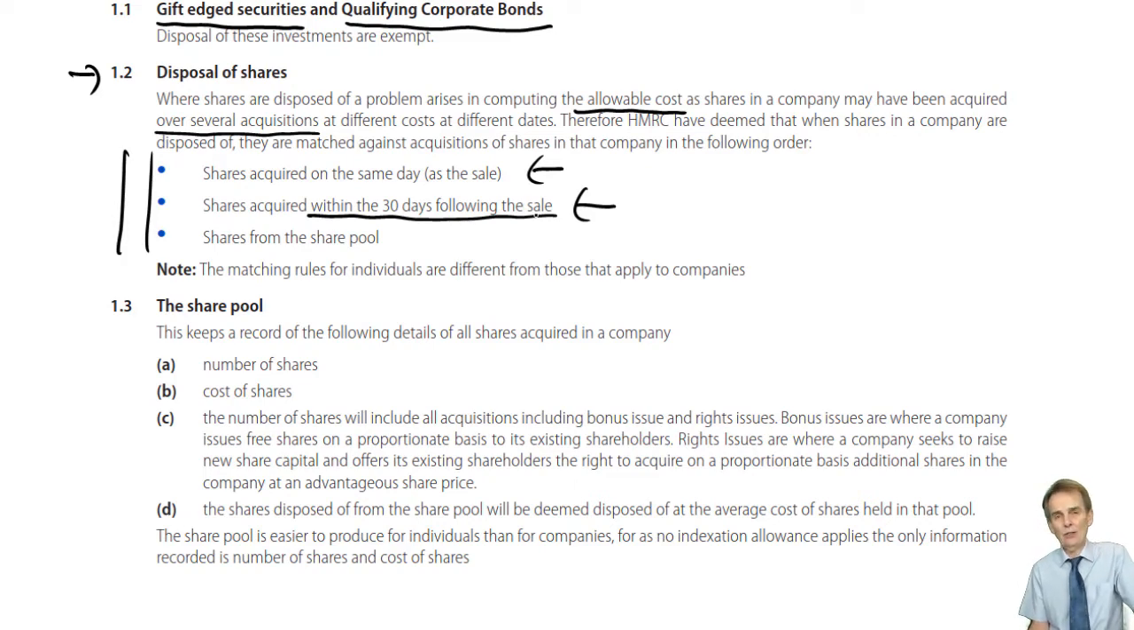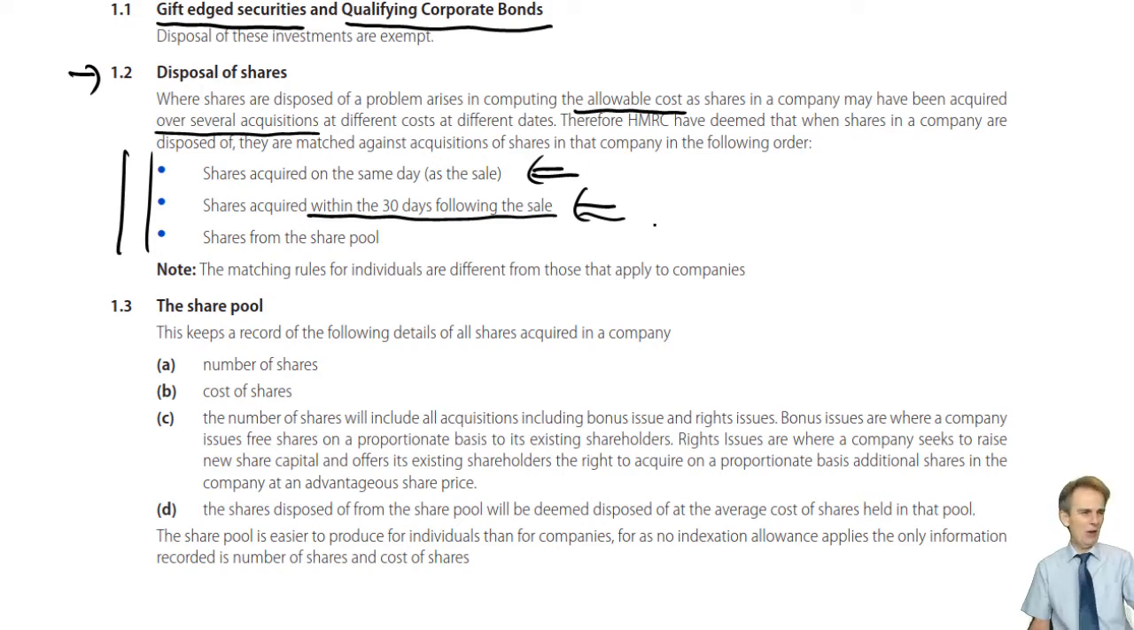Now, given again that we've got so much objective testing, a section A that is random objective testing questions across the syllabus, this area is an ideal area in terms of such a question, whereby: calculate the gain on this disposal, and we know how many shares were sold, at what sales proceeds, and then there's a list of acquisitions. And from that list, we need to organise into these three categories. If there were any shares on the same day, they would be the first to go. Again, the least likely. This one, way more likely. Shares acquired within the 30 days following the sale.